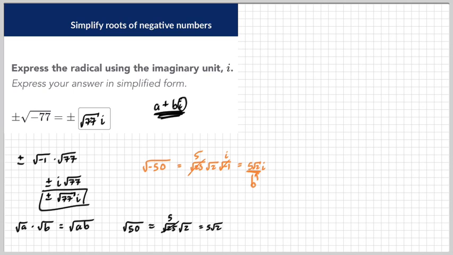Okay, now could you write it like this? 5i square root of 2. Yes, technically that means the same thing. But I think they want you to write it like this.